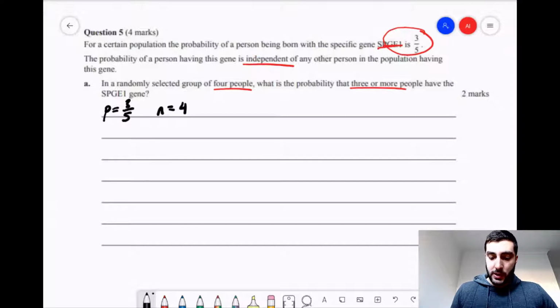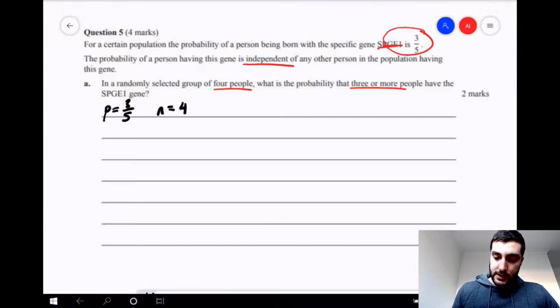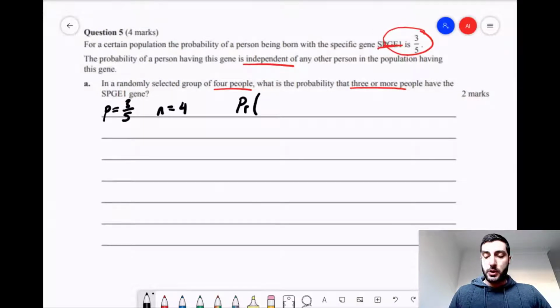So what is this question actually looking for? I'll write down the expression, just translating from words to a form that's probably more familiar. So we know 3 or more, so we need X to be greater than or equal to 3.